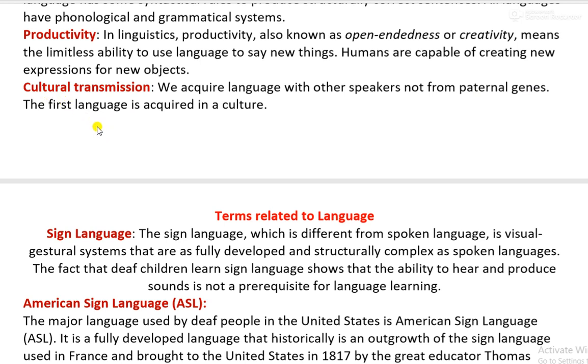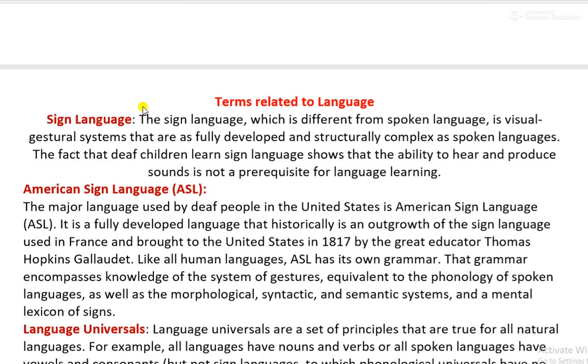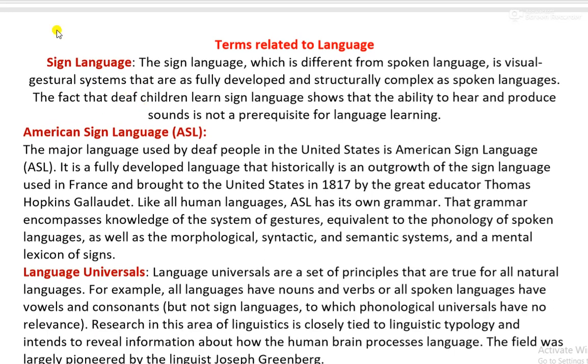So, cultural transmission is another important characteristic of a human language, or we can say natural languages. Now we are going to discuss some terms related to language. The terms are related to our classes also, so we are going to discuss them.